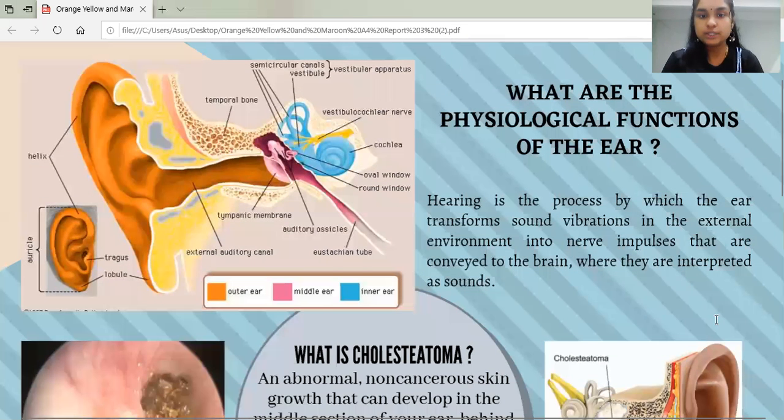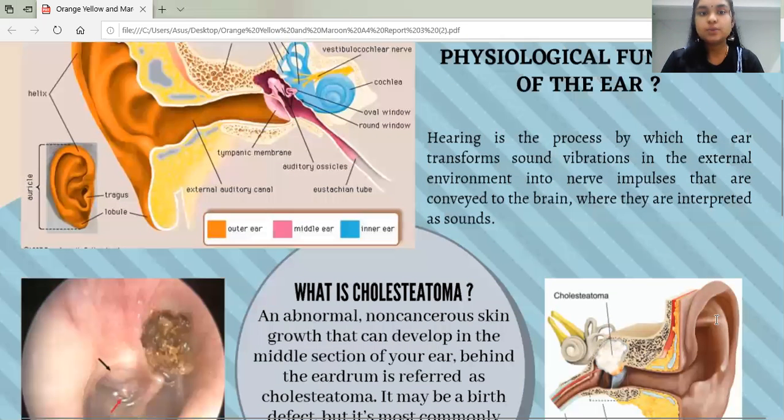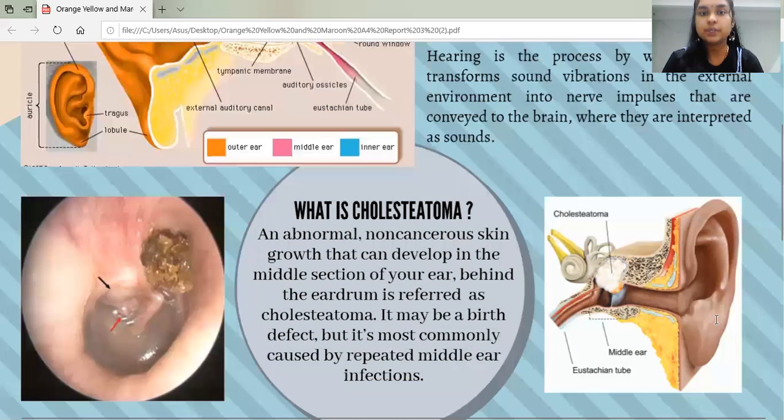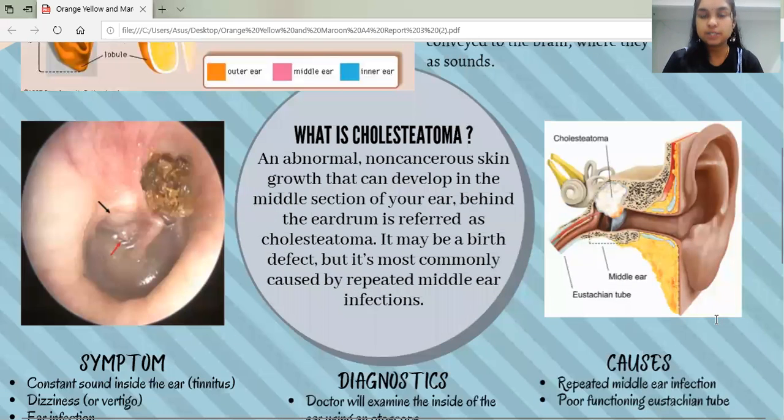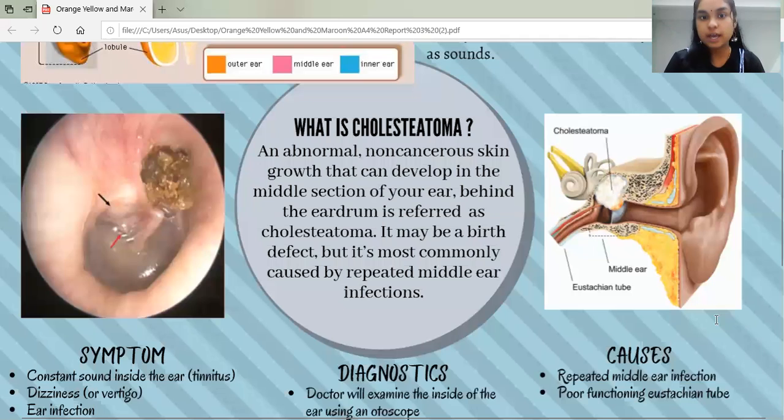Now, what is cholesteatoma? Cholesteatoma is an abnormal non-cancerous skin growth that can develop in the middle section of your ear, specifically behind the eardrum. For some, it may be a birth defect, but commonly it is caused by repeated middle ear infection. This image here shows the real image of cholesteatoma, and this is the graphic version of it.